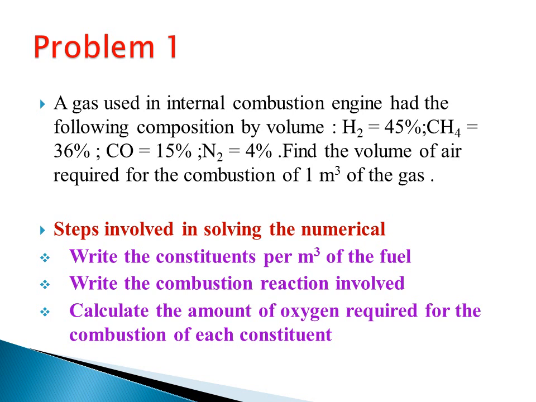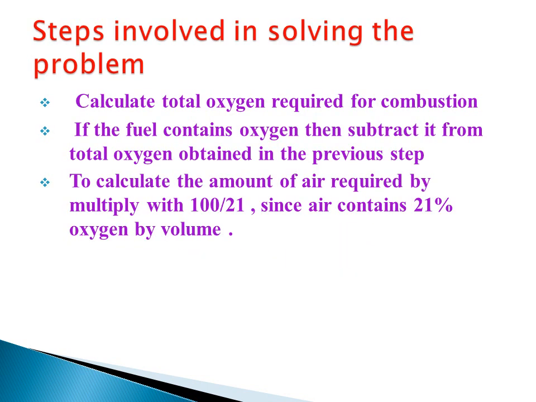Second step will be the combustion reaction. In the next column, you write down the combustion reaction involved. Like hydrogen, H2 plus half O2 gives you H2O. Like that, you write down the combustion reaction for all the constituents. Third, with the help of combustion reaction, you write down how much amount of oxygen is required for the combustion of each constituent.